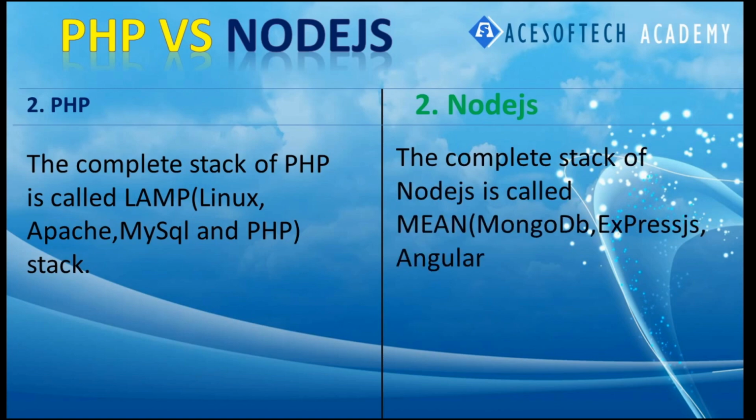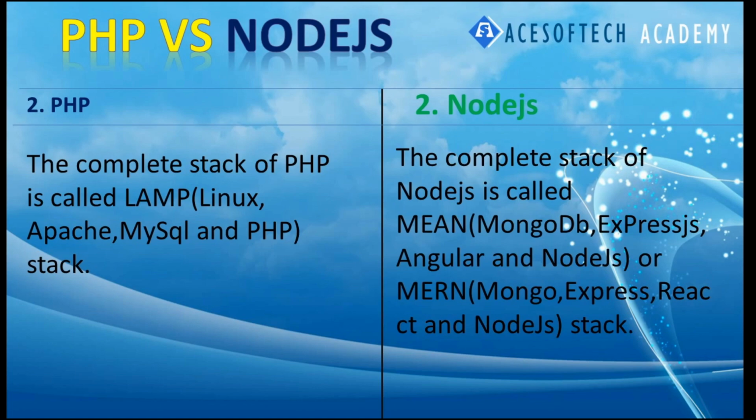And in case of Node.js, the complete stack of Node.js is called the MEAN stack or modern stack. So the acronym of MEAN stack is MongoDB, Express.js, Angular, and Node.js. Or in place of Angular, React.js can also be used. In that case, it is called MERN. So MongoDB, Express.js, React, and Node.js. Sometimes along with this, Vue.js is also used. So in place of MERN, you can use just V instead of R.